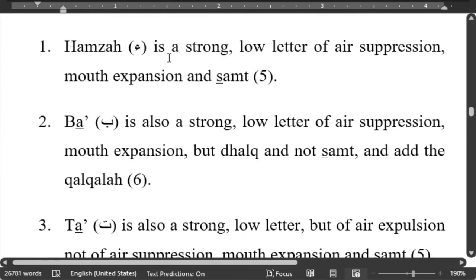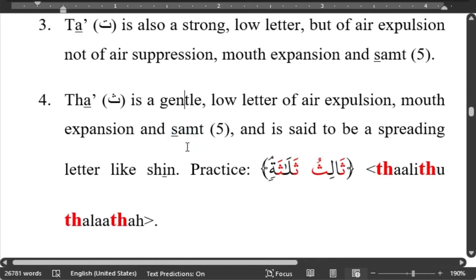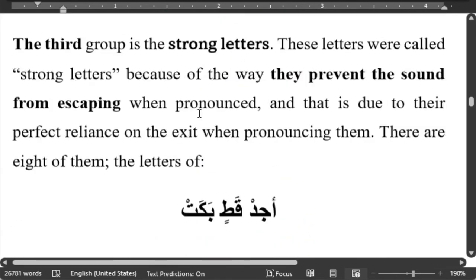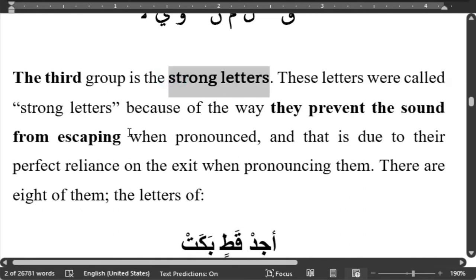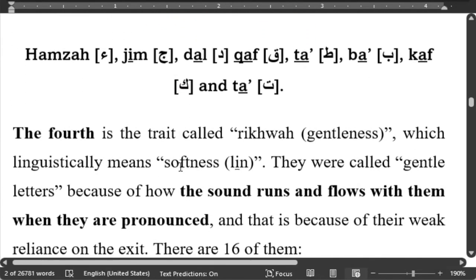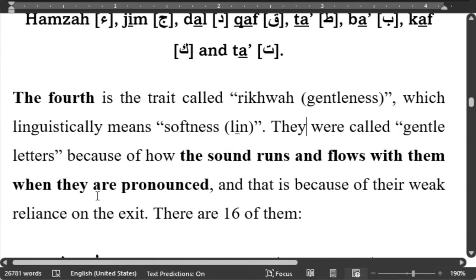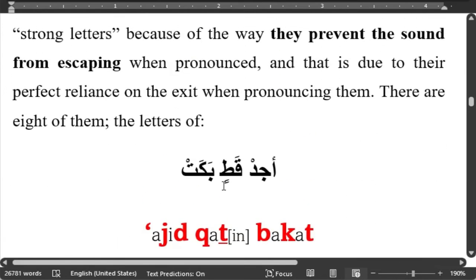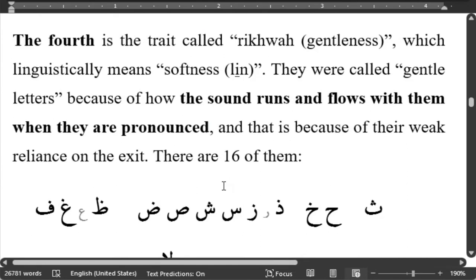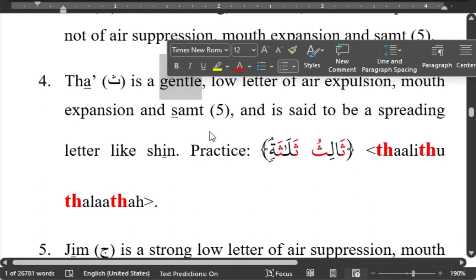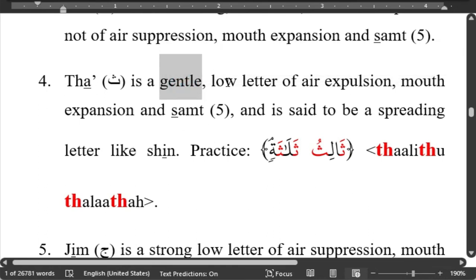Tha is a gentle, not a strong letter, a gentle letter. Gentle means, what does gentle mean? Gentle is rikhwa. So here, you have strong letters. They stop the sound. Then you have gentle letters. The sound runs and flows with them when they are pronounced. So gentle letter means the sound flows. Strong letter, the sound stops. Gentle letter, the sound flows. And then there's something in between, the medium letters. Tha is a gentle letter, doesn't stop the sound. Low, yani the tongue is down.